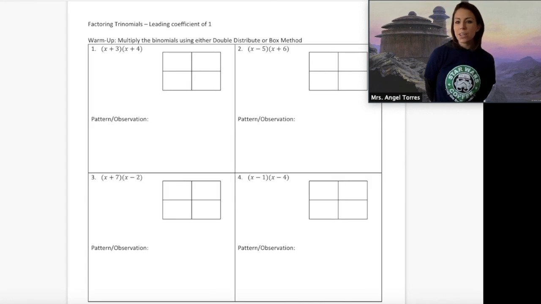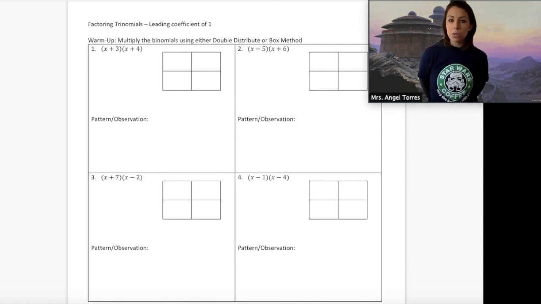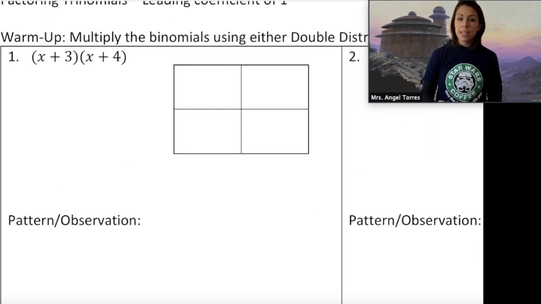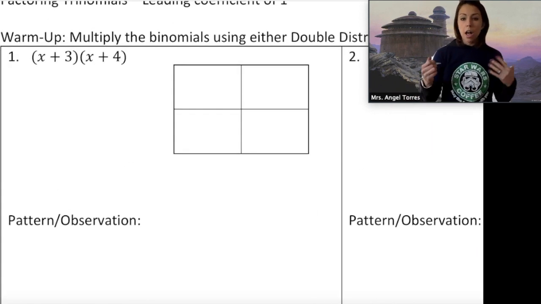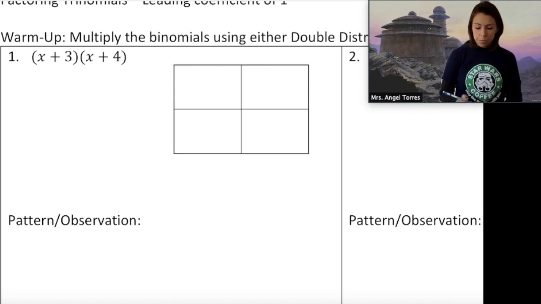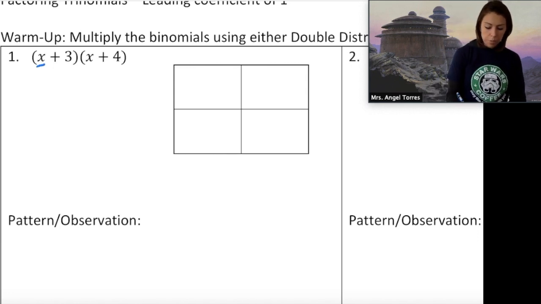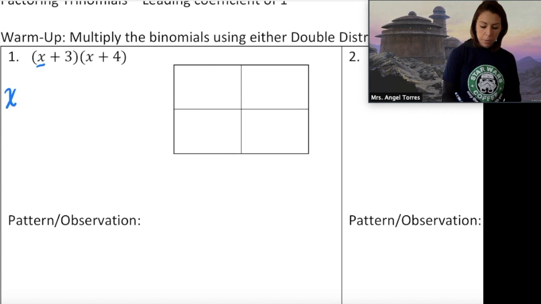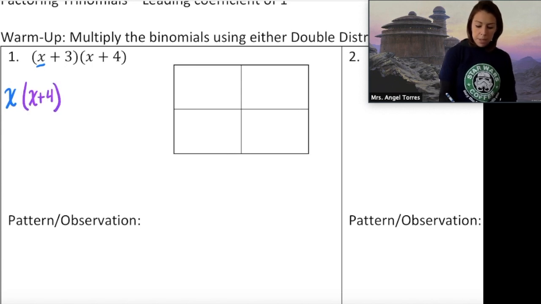So we're going to get started today with a quick warm-up on multiplying binomials. If you don't recall, there are two different methods, the double distribute method and the box method. We'll recap those two methods on this first one. Double distribute means I take the first term from the first binomial, x, and multiply it by the entire second binomial, x plus 4. Then I take the second term from the first binomial, a positive 3, and do the same thing. Multiply it by x plus 4.